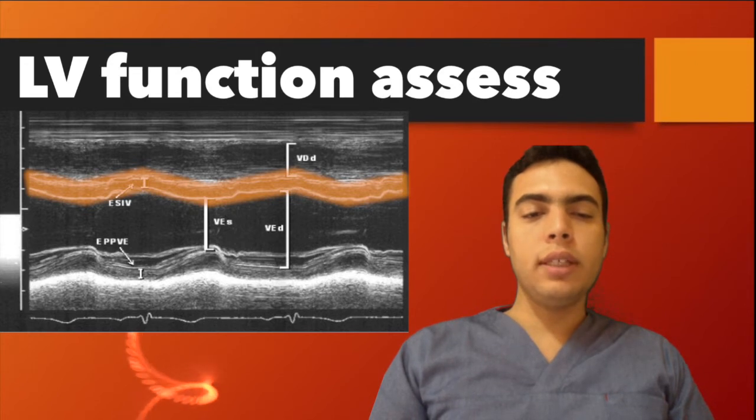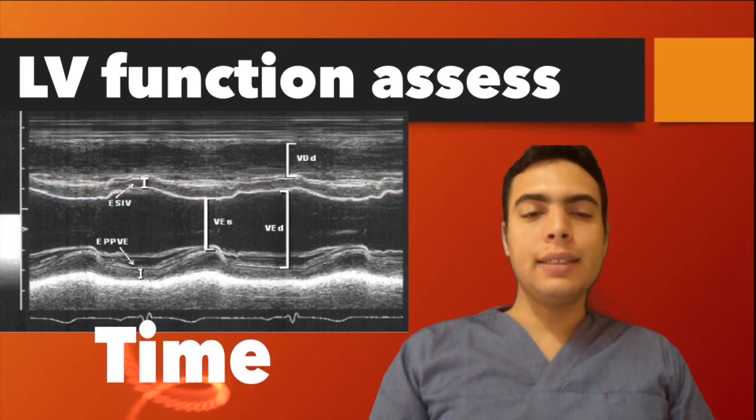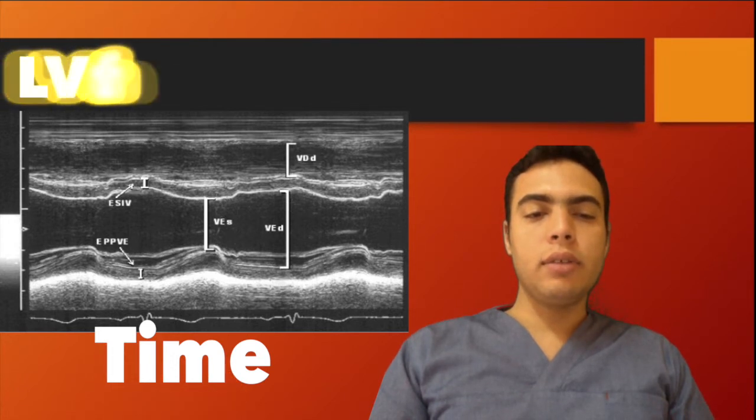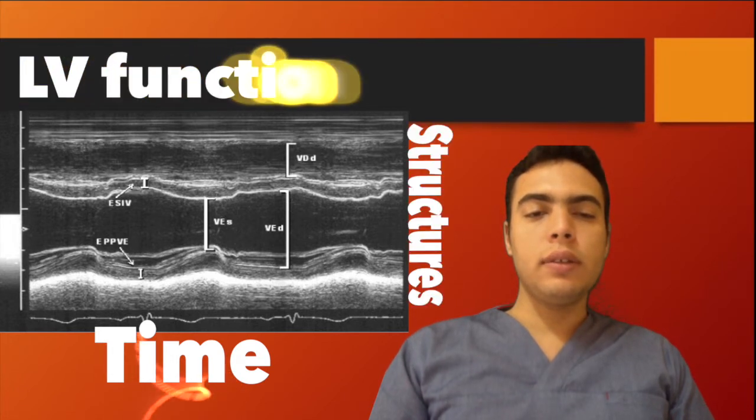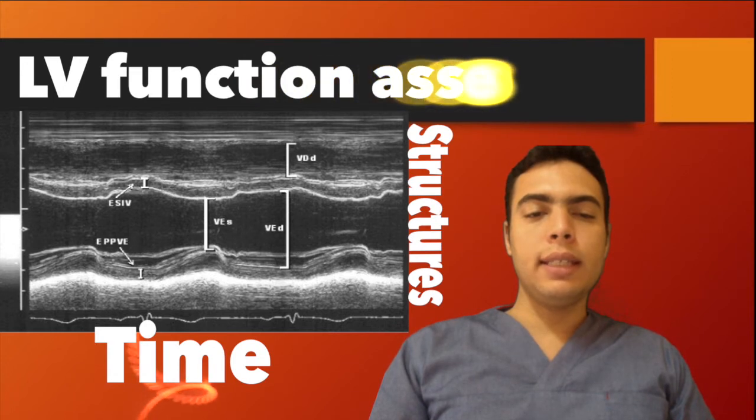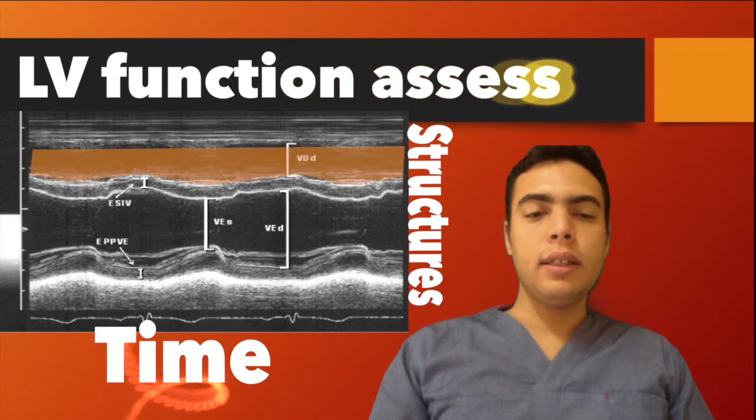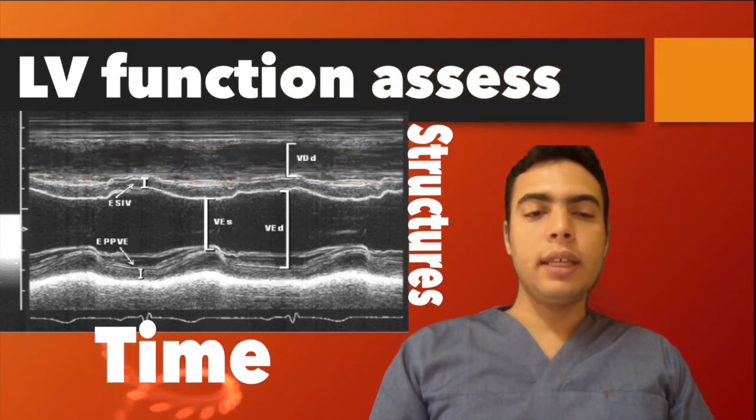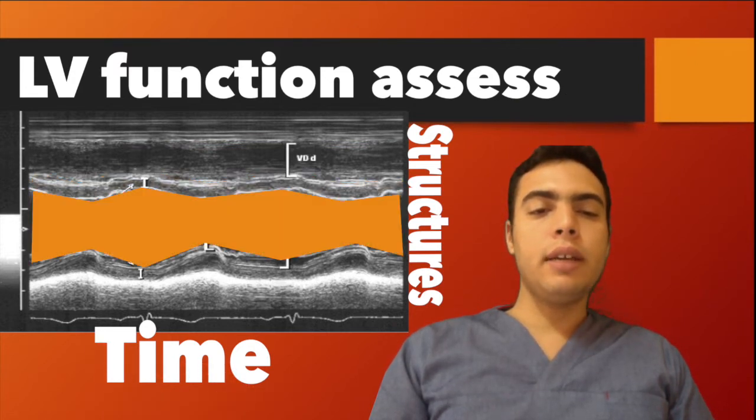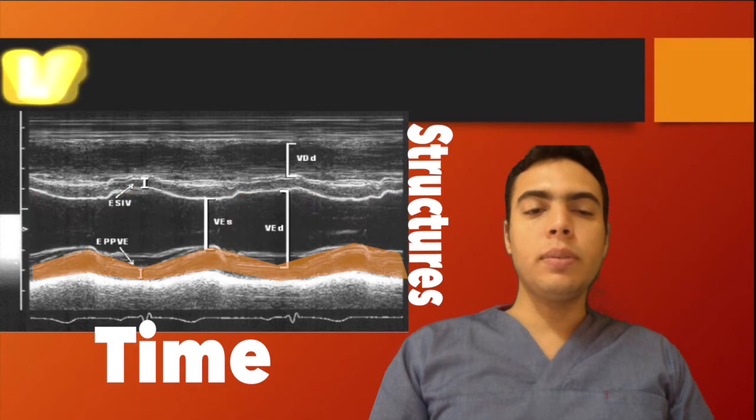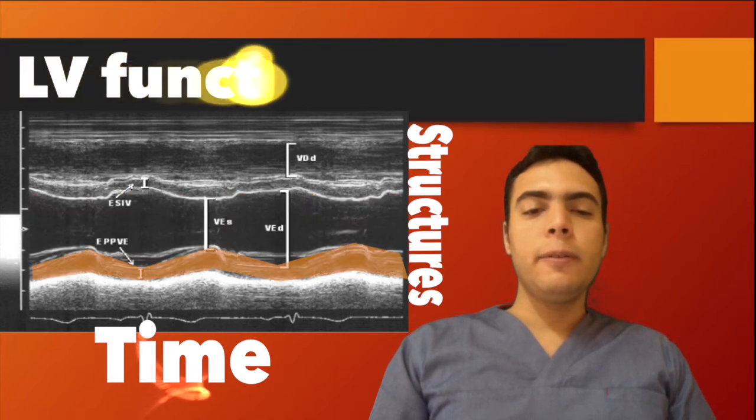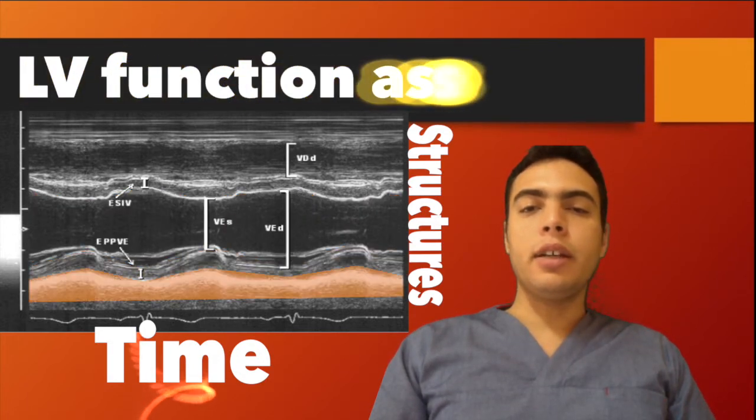Here, as you know, in the M mode, the x-axis represents the time and the y-axis the structures of the heart. First, here is the right ventricle, then here is the interventricular septum, then here is the left ventricle, and then the posterior wall, and then the pericardium.